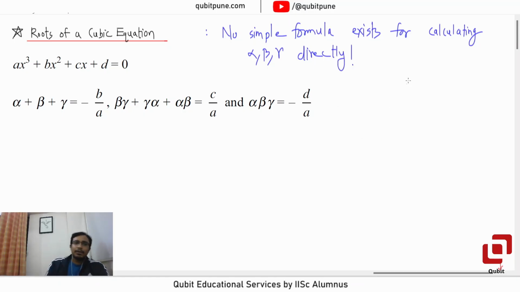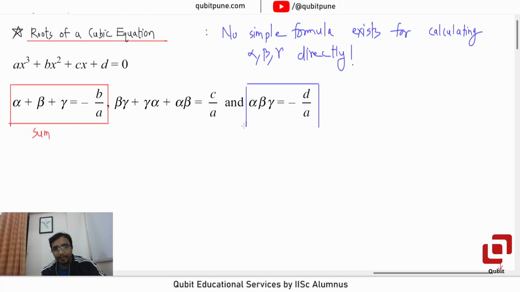Okay, but the conditions or the relations involving coefficients and roots can be obtained. They can be generalized. The first condition is that the sum is negative b by a, if the polynomial is ax cubed plus bx squared plus cx plus d. That's the sum condition. And the product condition is negative d by a. So this sign keeps on alternating: negative, positive, and negative. And the denominator is always the coefficient of the highest degree term.